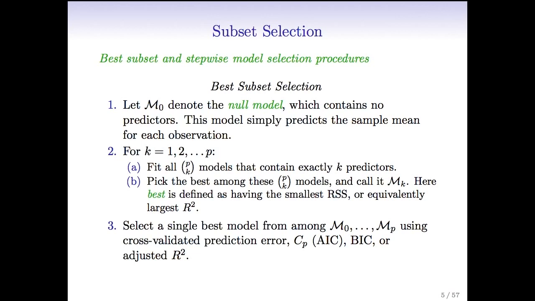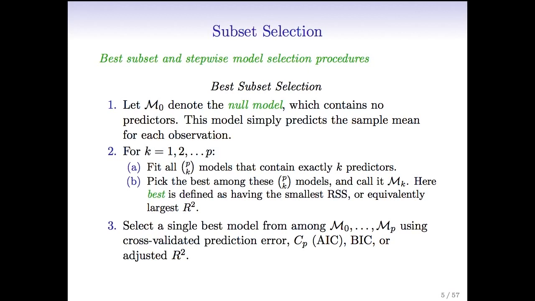We first create a model that we're going to call M0. M0 is the null model that contains no predictors. It just contains an intercept, and we're just going to predict the sample mean for each observation. So that's going to give us M0. Now we're going to create a model called M1, which is the best model that contains exactly one predictor. In order to get M1, we need to look at all P models that contain exactly one predictor, and find the best among those P models.